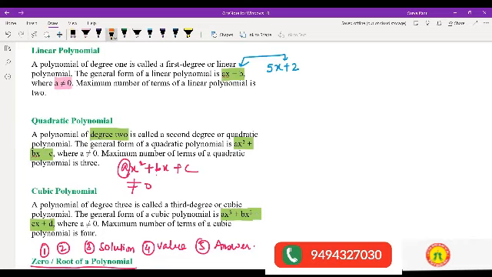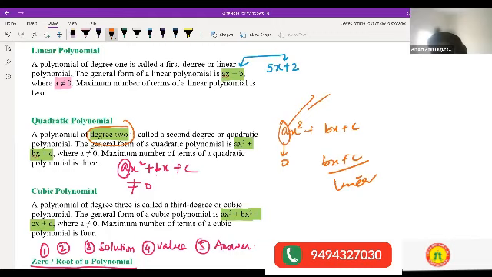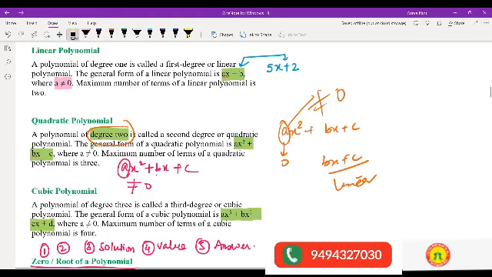In a quadratic polynomial also, the degree is 2. The standard form, or general form, is ax square plus bx plus c. If this a becomes 0, this only becomes bx plus c. So this becomes what? Linear, right? So a should not be equal to 0. That is a condition that a should not be equal to 0.